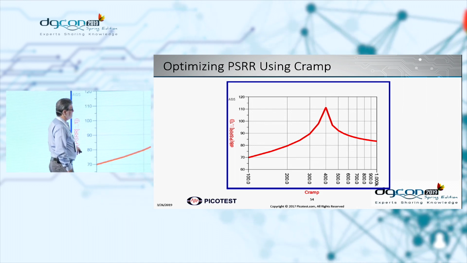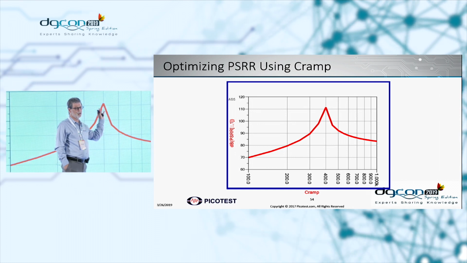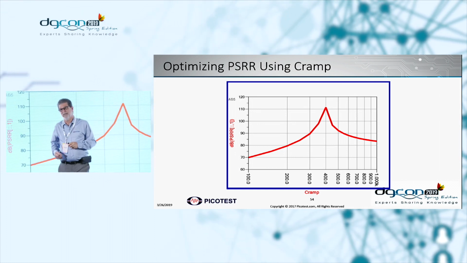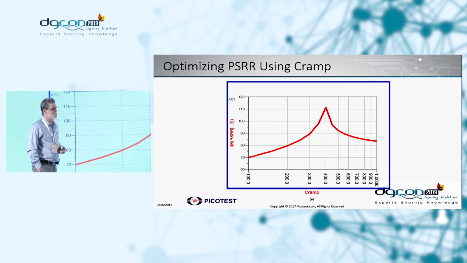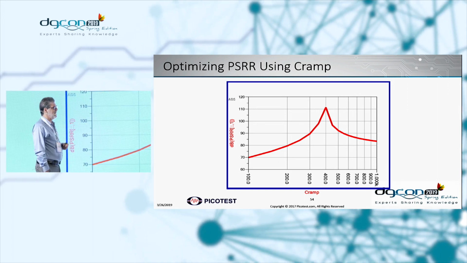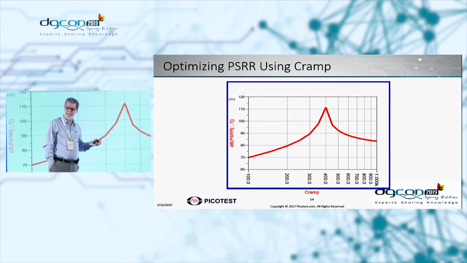We can optimize the PSR. I said there's a null point that's controlled by the slope compensation ramp. So we just adjusted the ramp a little bit, and we were able to give Texas Instruments 40 dB better PSR than they had. Is there a reason that they wouldn't want to give you that 40 dB?